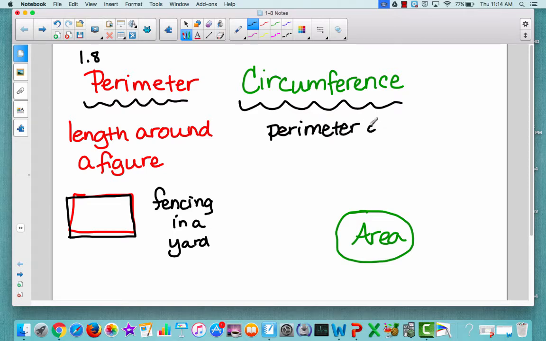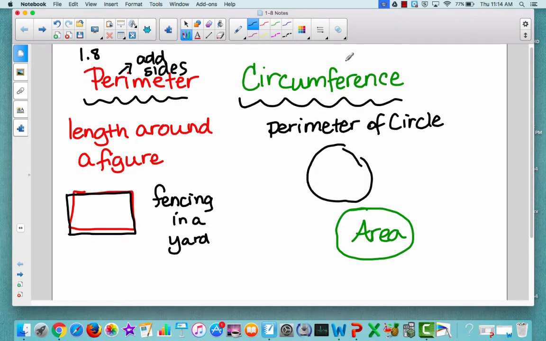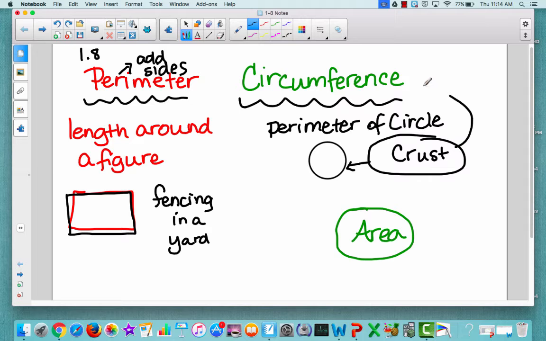And the reason it has a different name is because when we talk about perimeter, we say add up all the sides. Well, circles don't have sides. So I like to think of it as the perimeter of the circle, the outside of a circle. Oops, my circle came out badly there. Let me delete that. So there's my circle, and the perimeter would be the outside of it. I like to also think of the crust of a pizza. The crust of a pizza is like the circumference, and you can remember C with the crust.